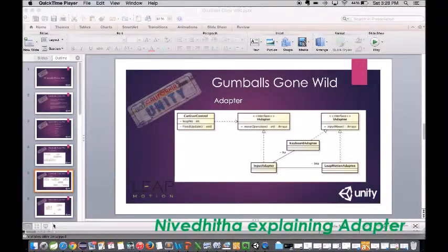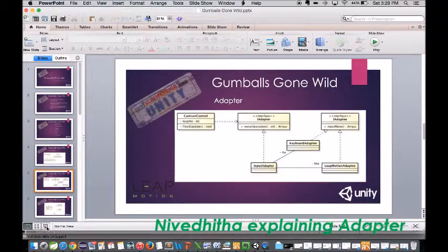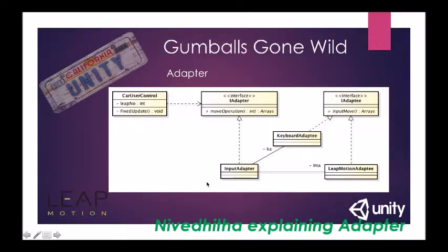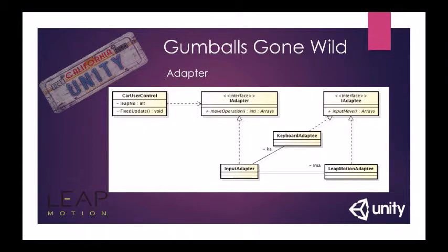This is Nivedita. I have implemented the adapter pattern in our game. Our game can take input from two options, either keyboard or LeapMotion. So the car user control acts as a client. It calls the method in interface iAdapter, move operation, which returns a float array and takes in an integer as a parameter. This interface is implemented by input adapter, which has a keyboard adaptee instance and a LeapMotion adaptee instance. These adaptee classes implement the interface iAdaptee, which has the method input move, which returns a float array.